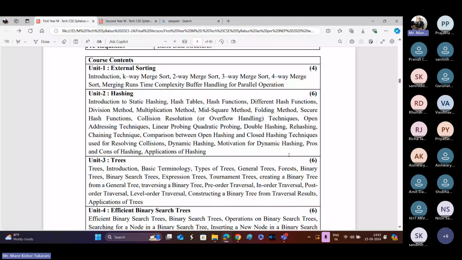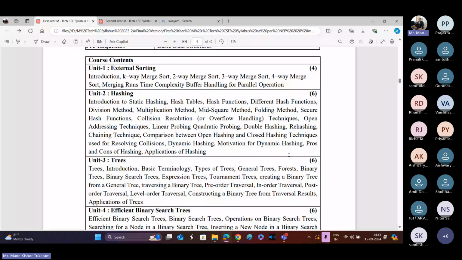So the first unit is related to external sorting. So external sorting means what? Whatever sort algorithms are available for sorting the content which is stored on the hard disk. Okay, so whatever algorithms we have seen in the second year are related to the data loaded inside the main memory, that is, internal memory.